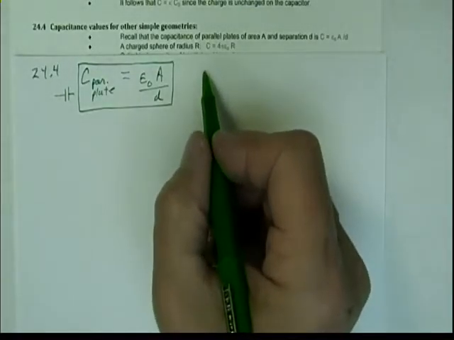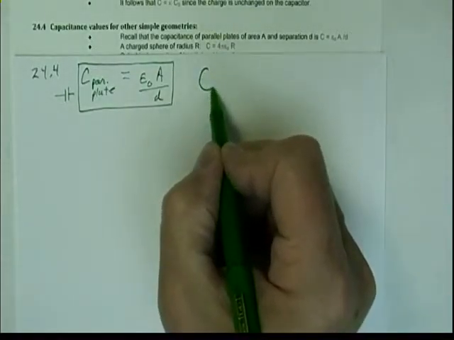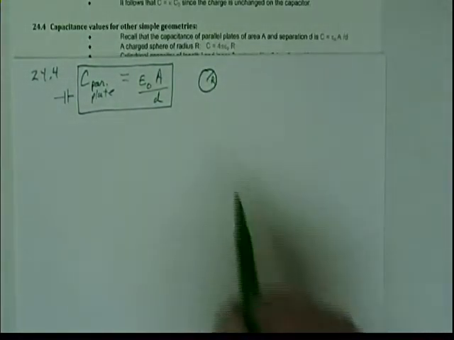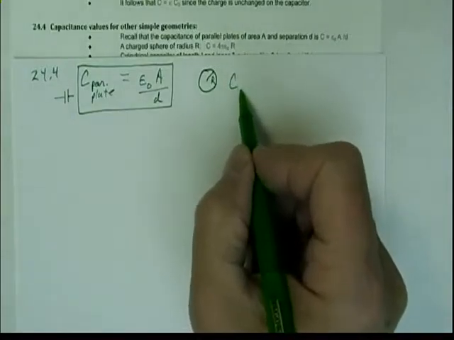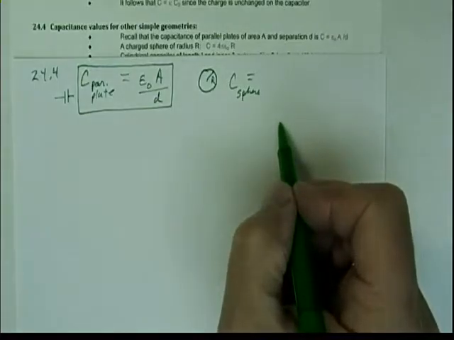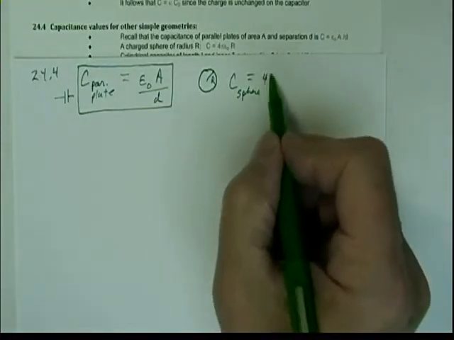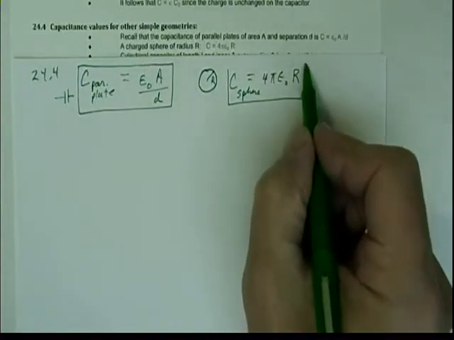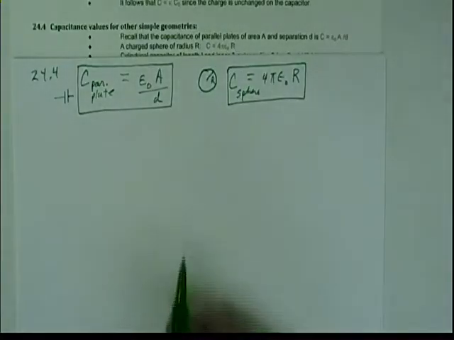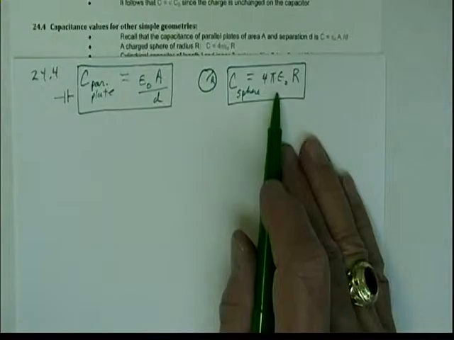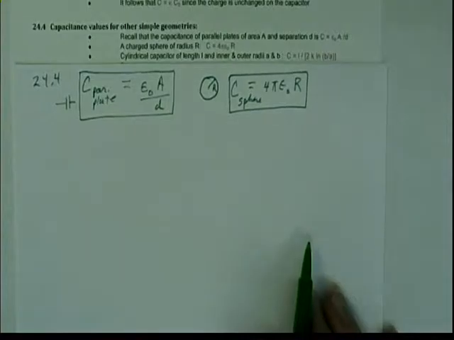If we have a charged sphere of radius r relative to infinity, the capacitance of a sphere, and this is of course relative to charges at infinity, is going to be equal to 4 pi epsilon naught times r. Again, as I said, in the introductory courses we usually give these equations or just require the student to memorize them, whereas in the more advanced courses we actually do a derivation of this.